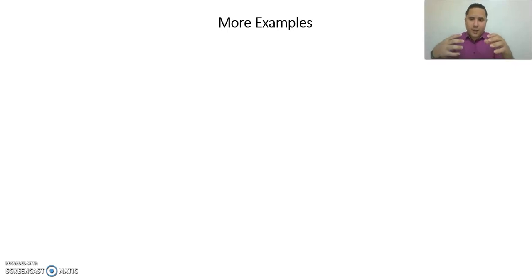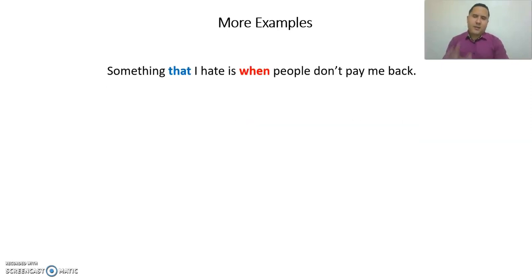Okay, let's see now a few more examples, guys. So you can read these examples, think about them, analyze them, and then go to your book and complete your exercises. The first one is, something that I hate is when people don't pay me back. Of course. You lend somebody money and then that person doesn't pay you back, so of course you're going to get angry. You're going to hate that person.